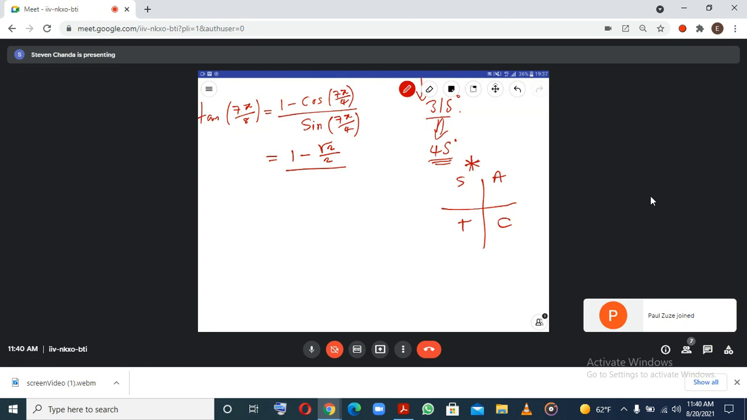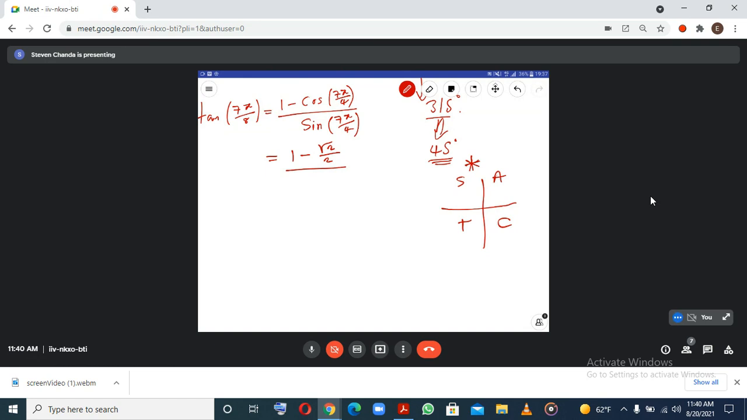So this means that even if you were to type on your calculator tan 157.5, you see it's giving a what? A negative answer. So that's the thing, right? Because in the second quadrant, if you do your calculation and you are finding a positive answer, then you know that there's something that you are doing wrong.